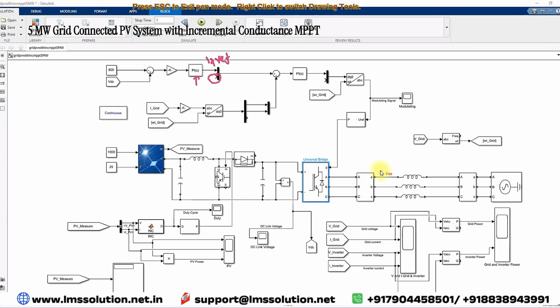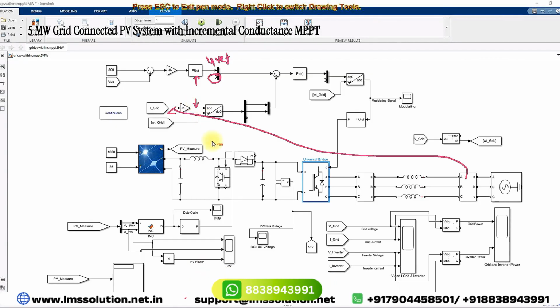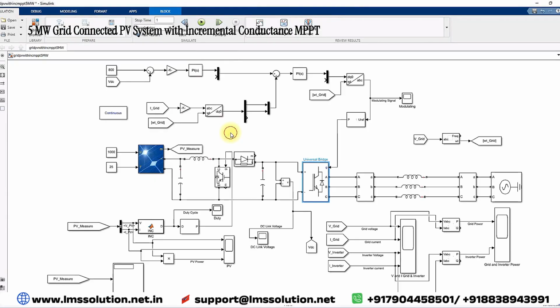And then we need to measure the grid current. Here you have to measure the grid current, convert it into per unit, and then convert it into DQ0 form. It is in ABC form, so we have to control the system in DQ form. We need to convert, so here we are applying the power transformation. In order to apply this power transformation, we need omega t. Omega t is nothing but the phase angle with respect to time.